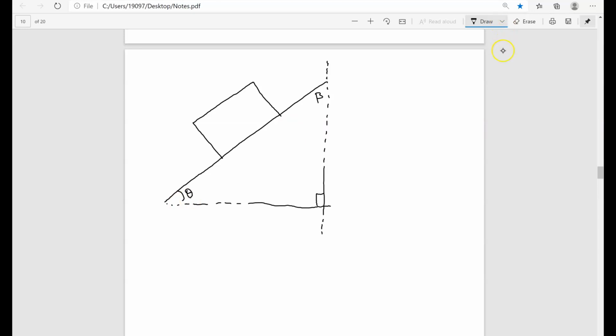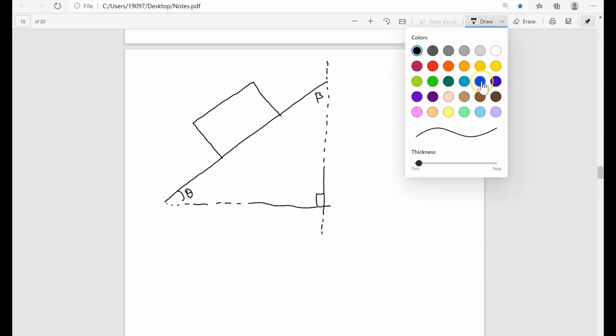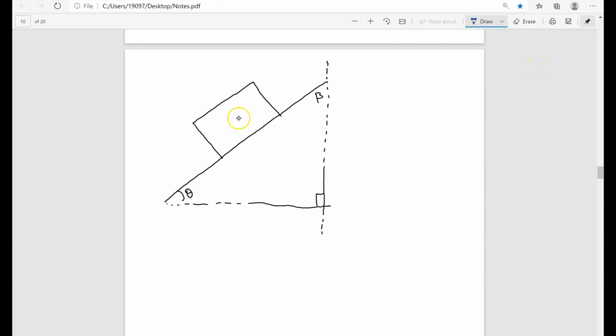Now, here is where the physics comes in. The first thing is that this box is exerting a couple of forces. The first force is gravity, which basically points all the way down. This is what we call the force due to gravity. So I'm going to write force due to gravity.